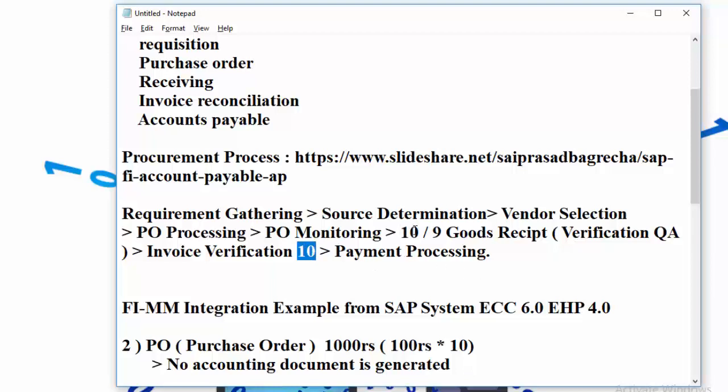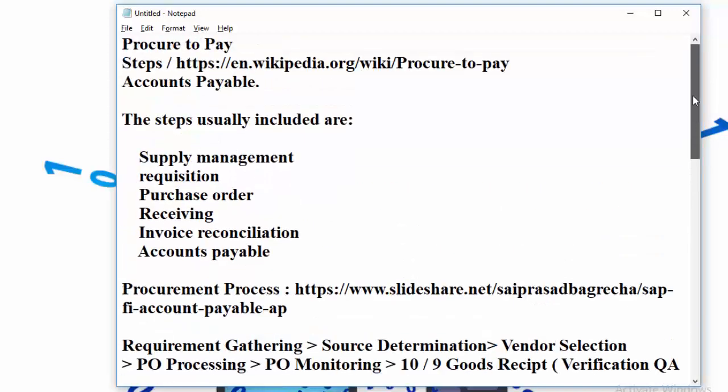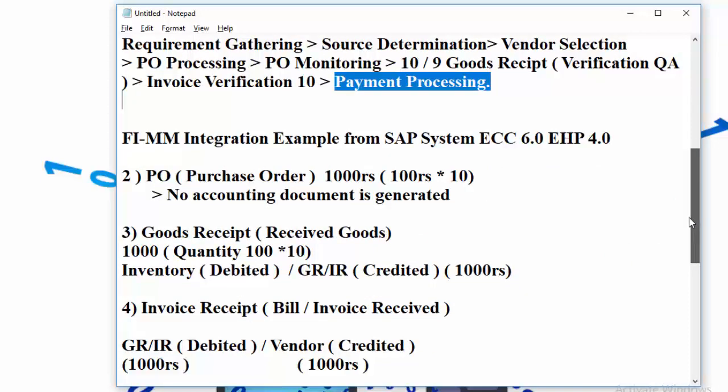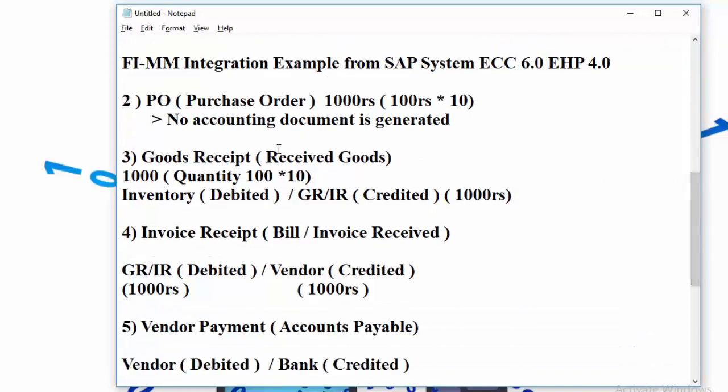We'll not consider the case where there is a mismatch, but consider that you have ordered 10 quantity and you have received 10 quantity, and finally you will pay the vendor for the 10 quantity of the material which you have ordered. So briefly, this is what could happen in an ERP system, taking the example of an SAP system.